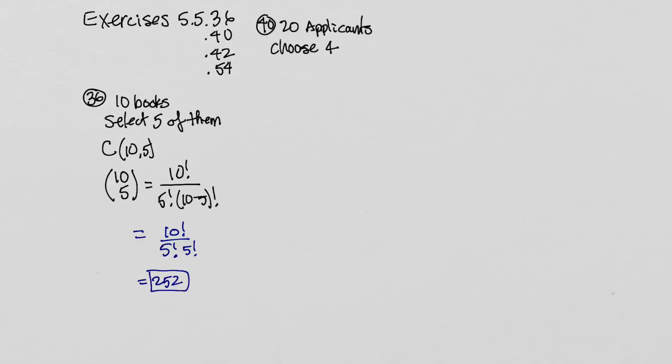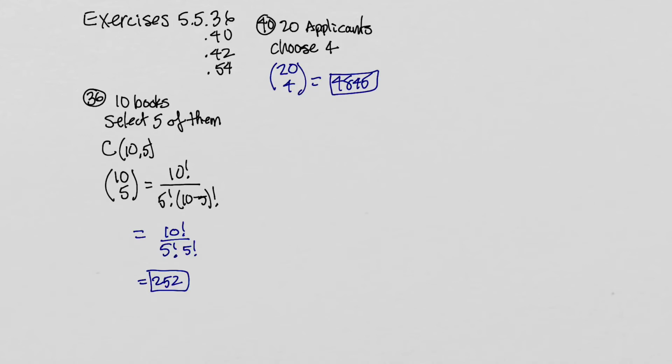Now, in problem number 40, we are told that out of 20 applicants for a job, 4 will be selected for other interviews. And how many ways can we make this selection? So what we've got is 20 objects. We're going to choose 4. And since order doesn't matter here, I think what we're going to do is use a combination of 20 objects, choose 4. And I used my calculator to do this, and I got 4845.